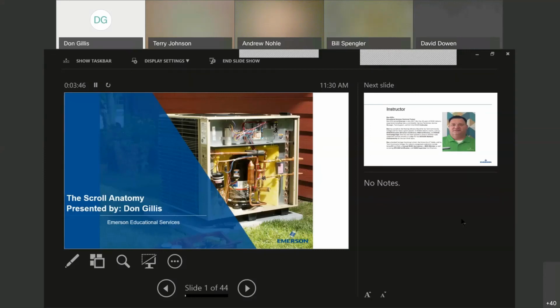For lack of better terms or definition, I just titled this the scroll anatomy. Basically, what we're going to be talking about is the basics, or the breakdown, of how the scroll is put together inside. This is a very generic look at the basic scrolls.